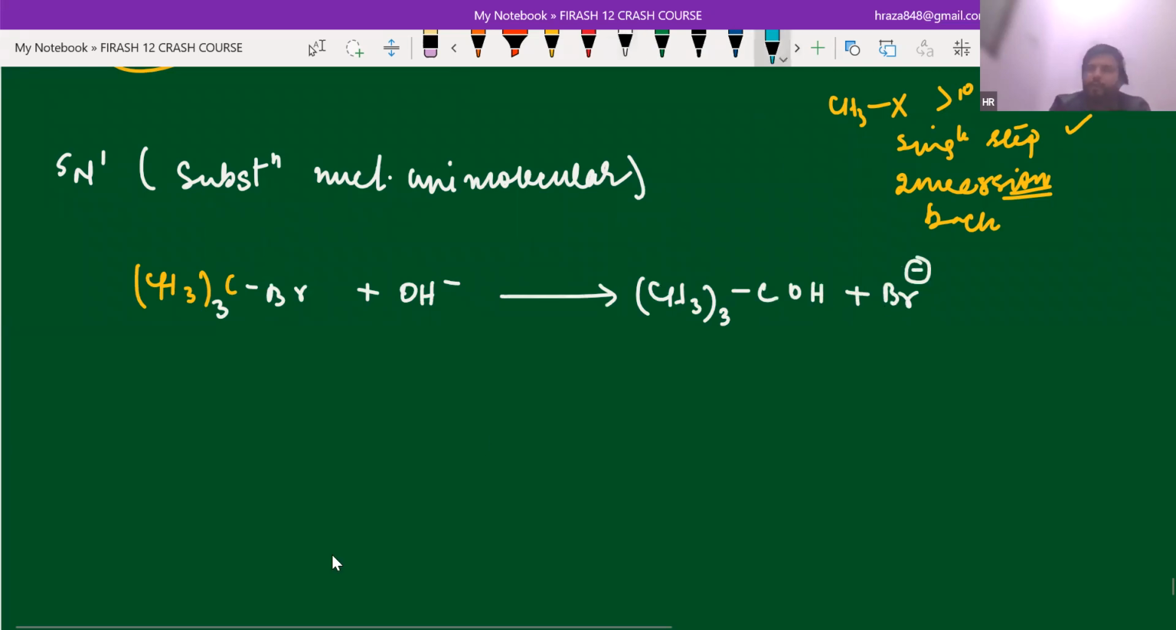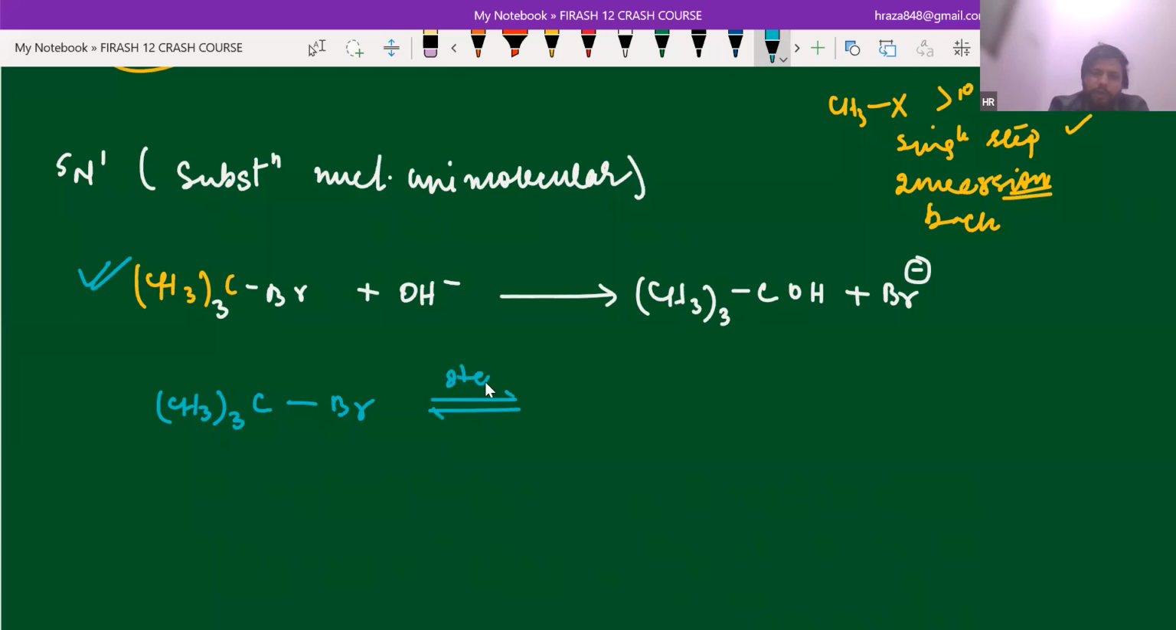Now come to this point. This is in a single step, but this reaction takes place in two steps. So see how this reaction takes place in two steps. First of all, this is your (CH3)3C-Br. Br is more electronegative. So what will it do?